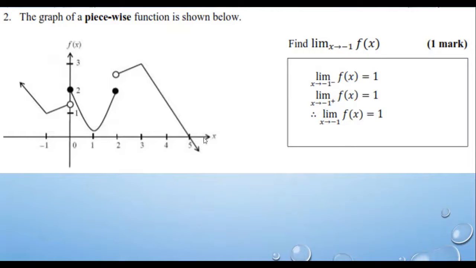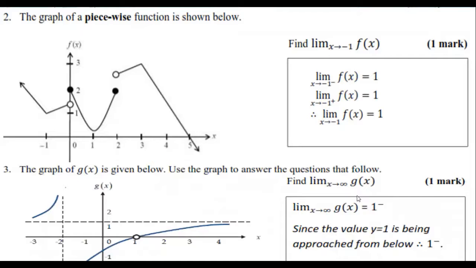And then from the positive side, you follow this graph. Still, you have not reached -1. Then follow this graph. Still you have not reached -1. Then you follow this graph, and the answer again you're getting is 1. From both sides you're getting 1, so the answer is positive 1.